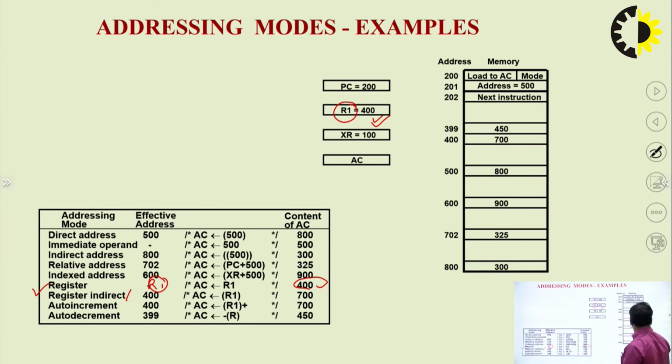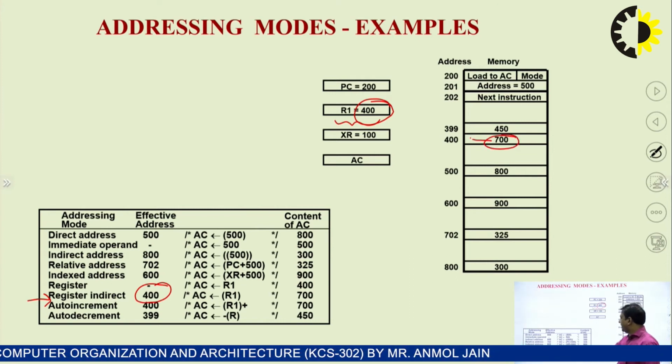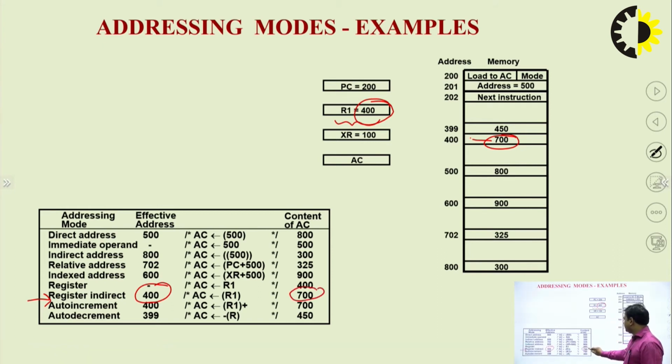While in case of register indirect mode, R1 is having the address of the operand. That means this is the address of the operand. And what is the value at location number 400? This is 700. So the value at location number 400 will be 700. So the content of the accumulator will be 700 if the mode value is changing. I am changing it here.